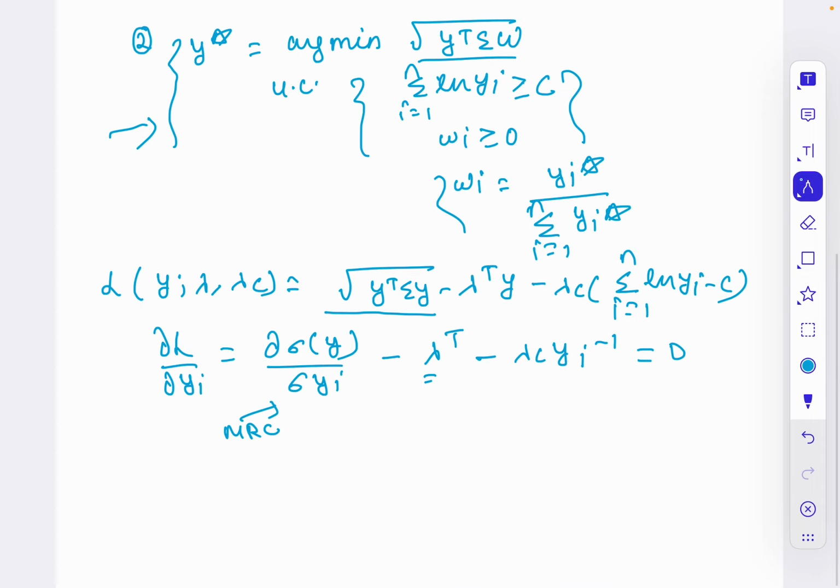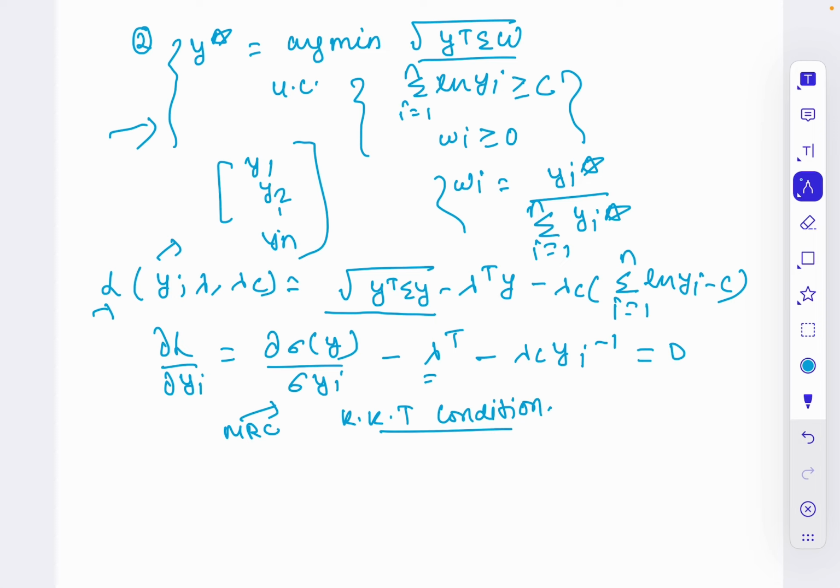Got it? So y is nothing but a weight matrix, y1, y2 to yn. You are differentiating with respect to one yi, so all other terms would be 0. Okay, got it? From here we will be using the KKT condition, the Karush-Kuhn-Tucker condition, which we will discuss in detail when we discuss the SQP algorithm. But here let us just try to see the crux.